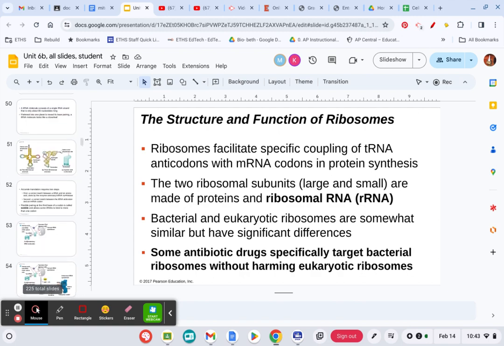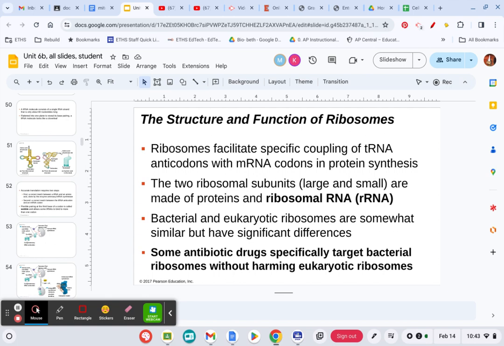All right, yeah, I'm going to stop there because we're going to have to get into ribosome function and structure, and that's going to take a while. We're about done, so we're going to stop there.